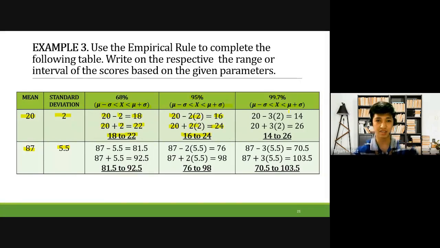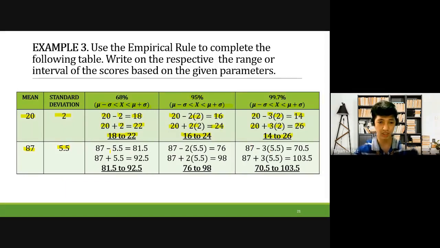Then for the 99.7% or the 3 standard deviation away from the mean, so 20 minus 3 na to, no? 3 times the standard deviation, that is equivalent to 14, then 20, which is the mean, plus the quantity 3 times the standard deviation is equal to 26. So that is 14 to 26.